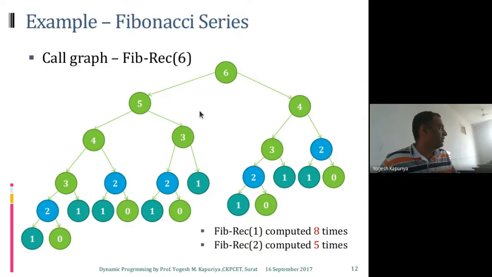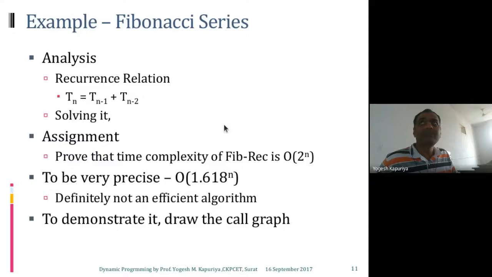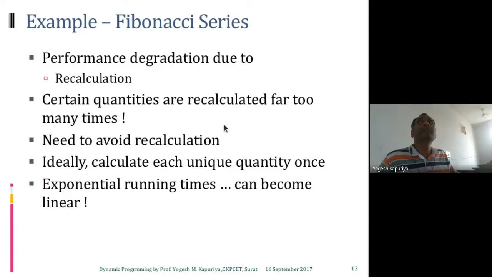You get it? That's why it should be avoided. So performance degradation is due to recalculation only. Certain quantities are recalculated far too many times, like Fibonacci of 3. Remember, we are just making a call for Fibonacci of 6. Just make it Fibonacci of 100, then see how many times we are recalculating the same values again and again. So you have to avoid that calculation.